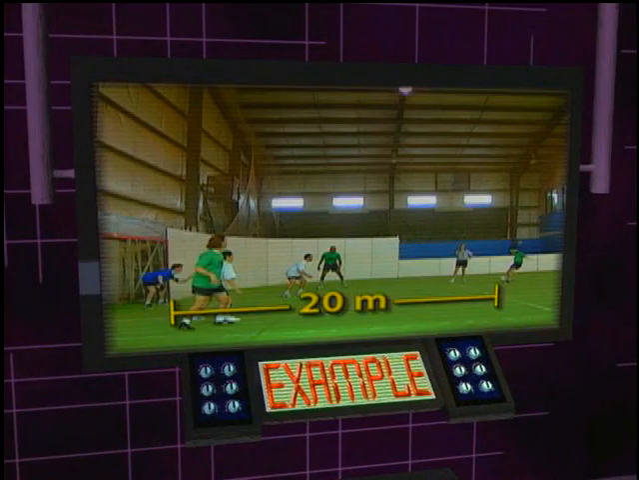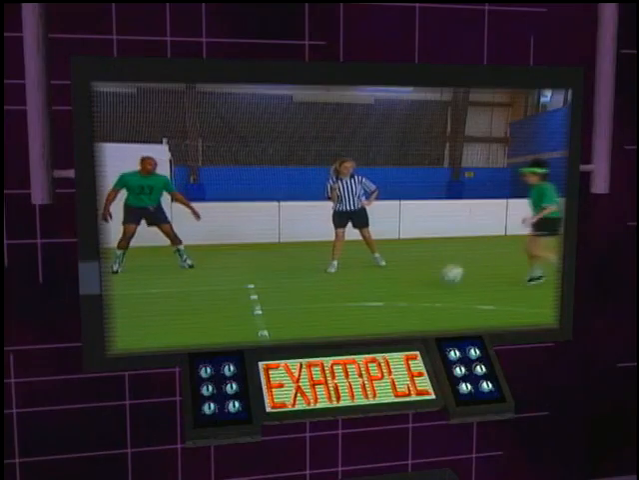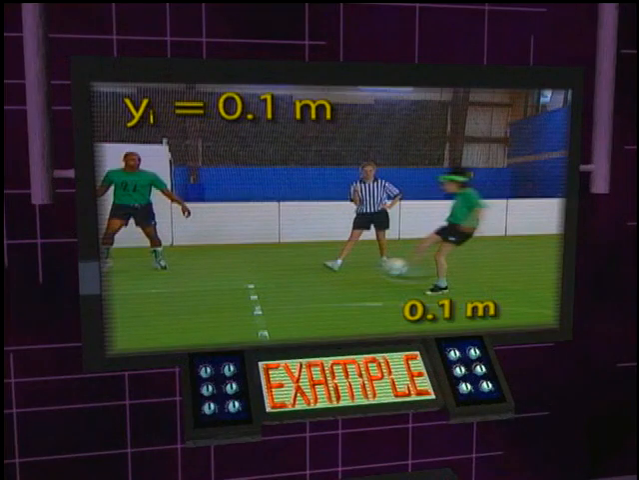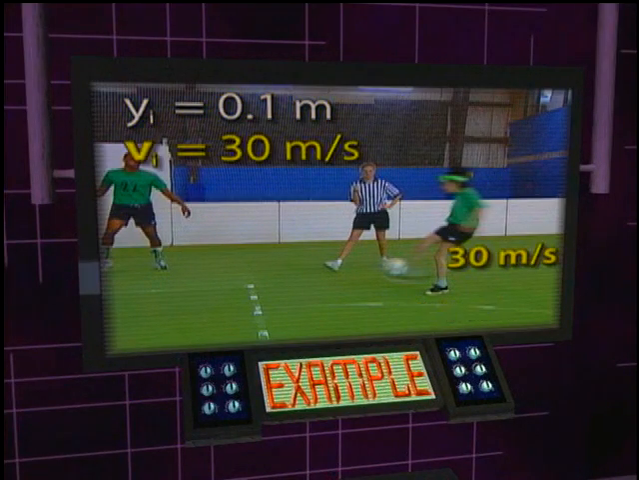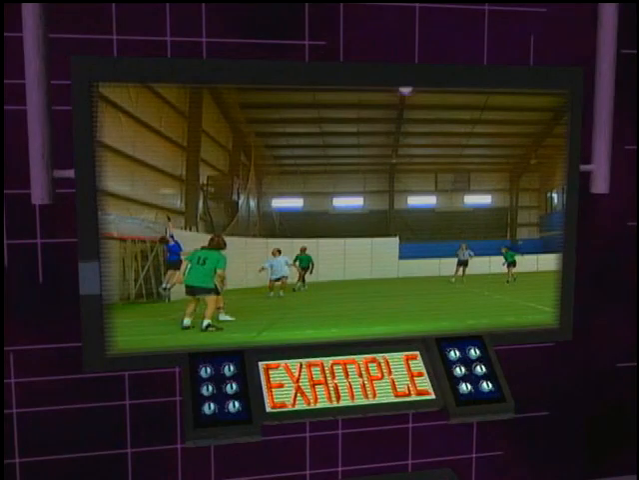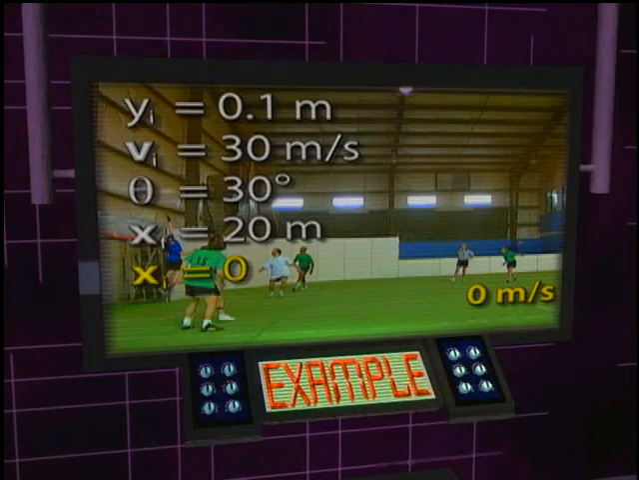The net is 20 meters away. How high will the ball be when it gets there? The problem gives us the initial vertical position of the soccer ball, y initial, of 0.1 meters. That's how high the ball is off the ground when she kicks it. The initial velocity, v sub i, is 30 meters per second. Theta is 30 degrees. The final position of the soccer ball, x sub f, equals 20 meters, and because the goal is 20 meters away from Bright as Light's current position, x initial equals 0.